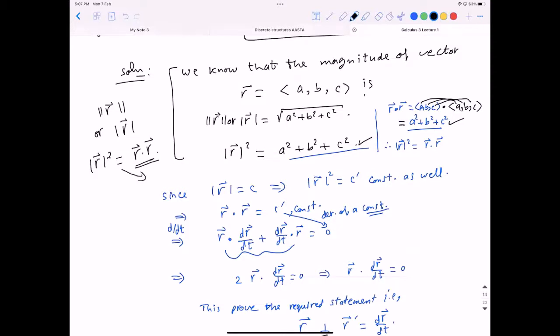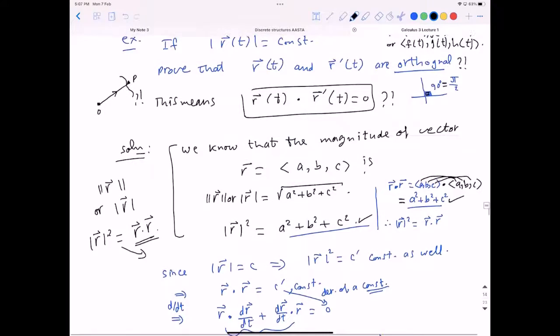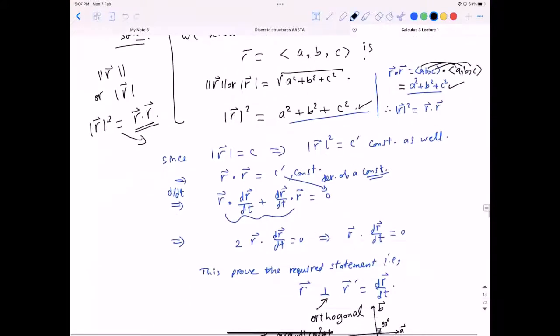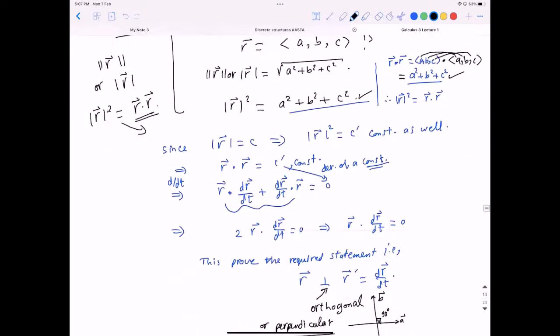So we are given that the magnitude of r is constant. This means the square of the magnitude is constant as well. If you are worried about this prime making ambiguity with the derivative, we can say it is a new constant k, a new constant as well. So now differentiate. Yes, write r dot r instead of magnitude r squared and differentiate.